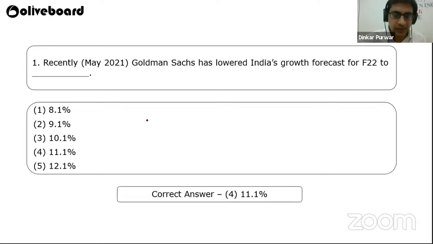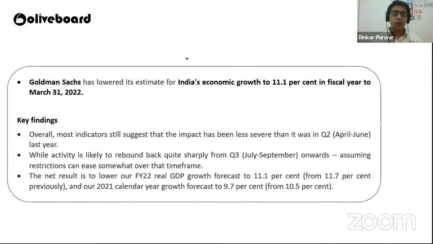The answer of this question is 11.1%. So Goldman Sachs has lowered its estimate for Indian economic growth to 11.1% in the financial year to March 31st, 2022. Overall, most indicators still suggest that the impact has been less severe than it was in quarter 2, April to June last year.